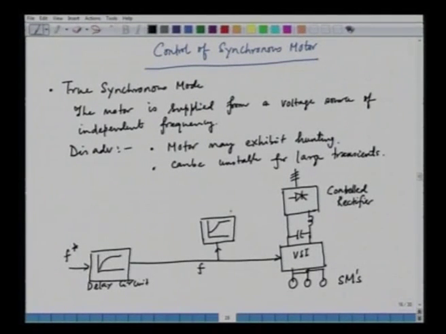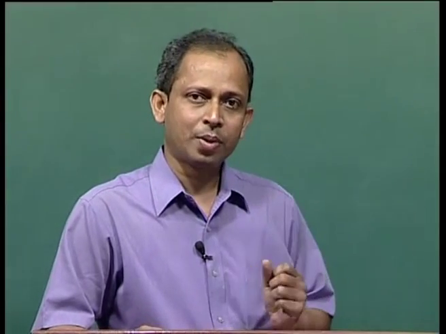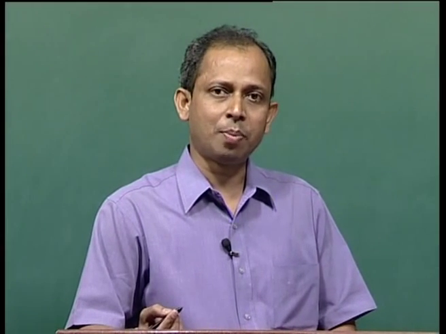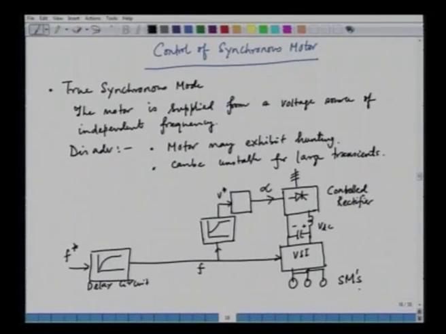So, here we have a function generator which will be generating the amplitude of the voltage, that is V star, and then we have a triggering circuit which will be generating alpha. So, this alpha is the triggering angle of the rectifier, and if we want to increase the voltage, we reduce alpha and the DC voltage goes up, and then this DC voltage is VDC. It could be a semi controlled rectifier to keep this DC voltage in the same polarity, and then we have a VSI which feeds the synchronous motor.